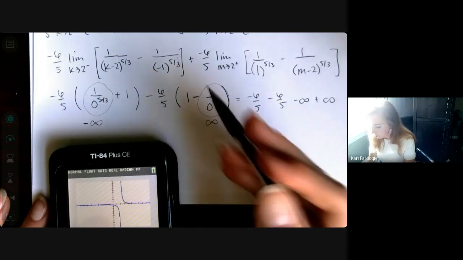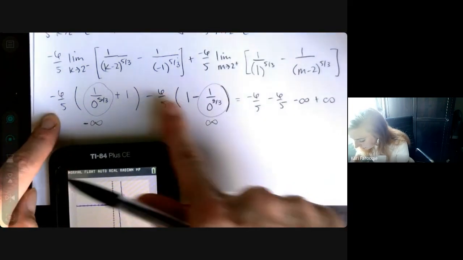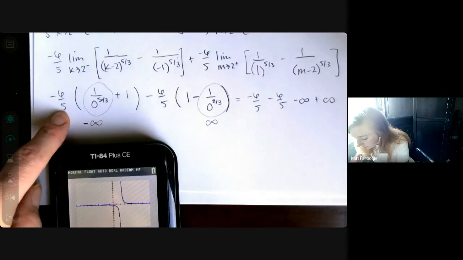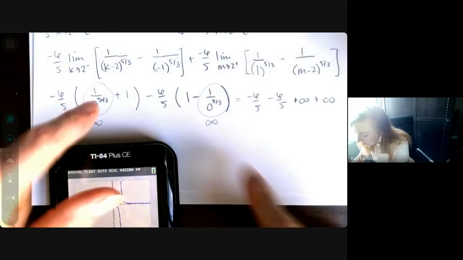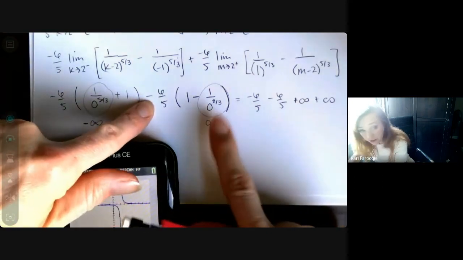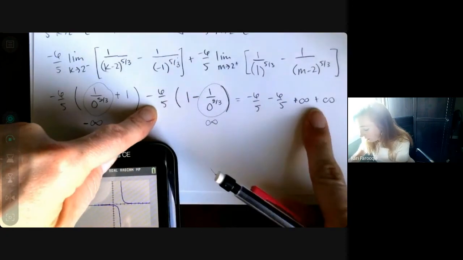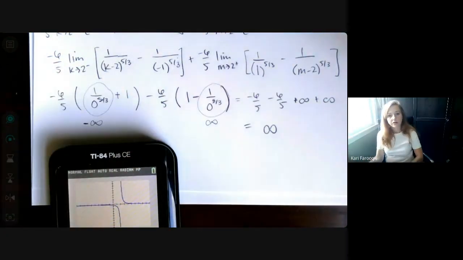So let's go ahead and correct this sign. The negative 6/5 can stay. But this will be negative 6/5 times negative infinity, which will give you positive infinity. This one stays positive infinity. So you'll have a negative times a negative, which again gives you a positive. So you end up getting positive infinity.